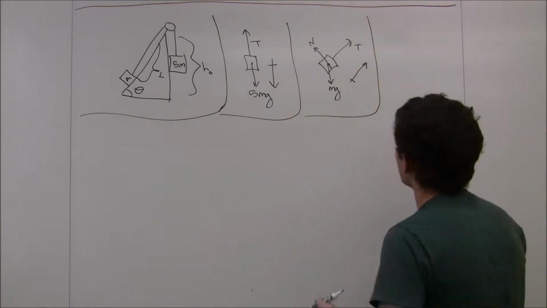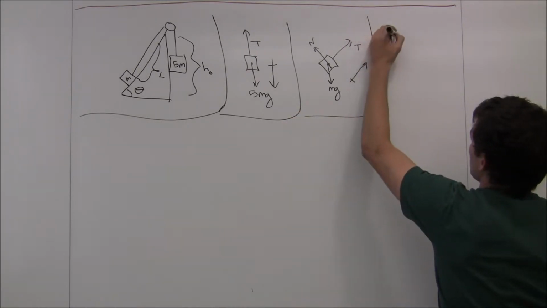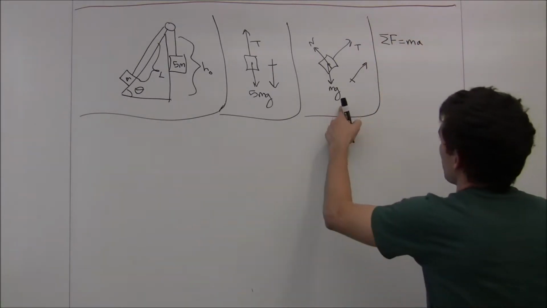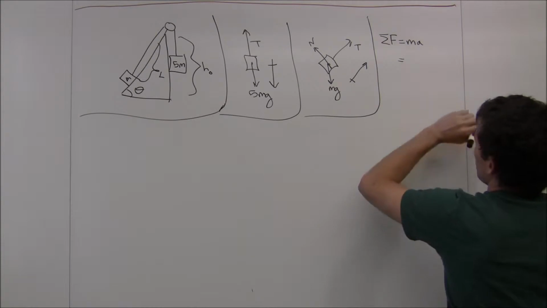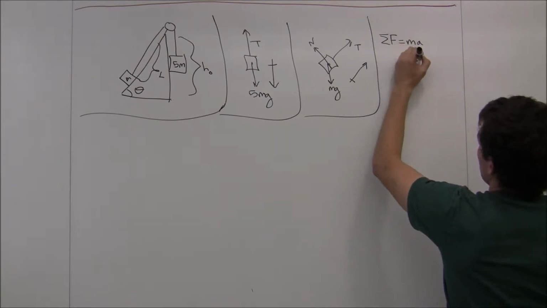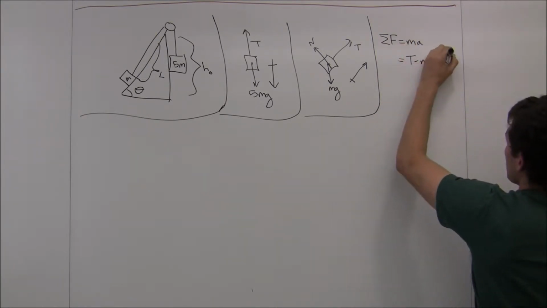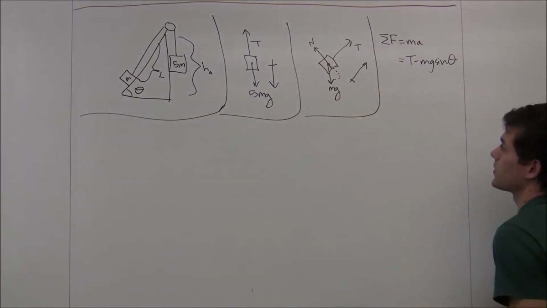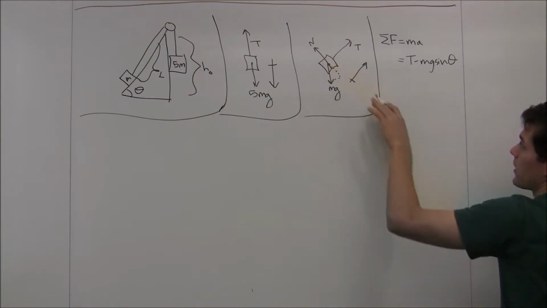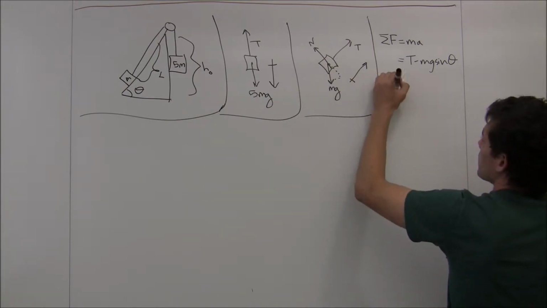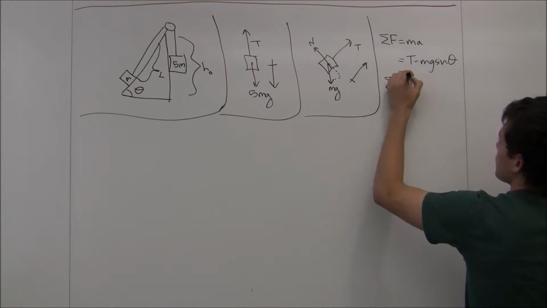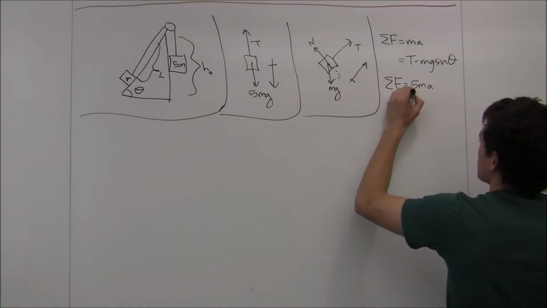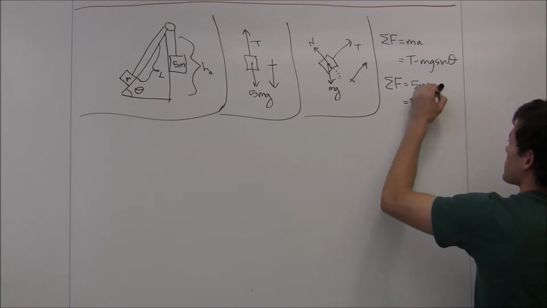So now this allows us to use our F equals ma equations. For the little mass, we get F equals ma equals T minus mg sine theta, and that's because the normal force cancels out the mg cosine theta term for the y hat components. And for the other block, we get the sum of forces equals 5ma, because it's got a mass of 5m, equals just 5mg minus T.